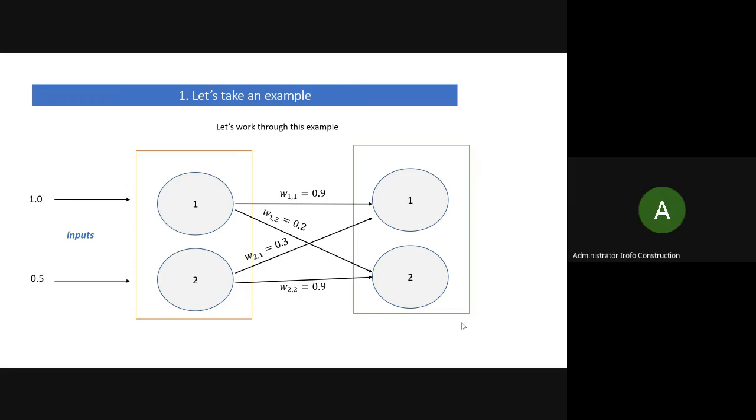So try this one for me. Let's try and find the output. I just want the output from node one and the output from node two, and leave it to two decimal places. Did you get me? Yes, I do.